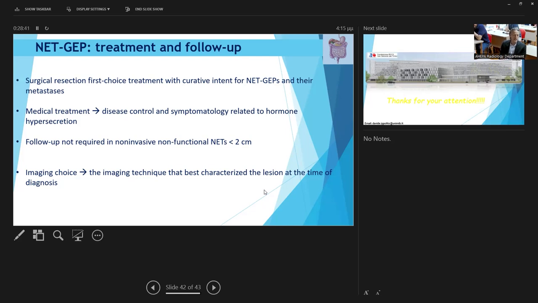The follow-up is not required in those cases of non-functional neuroendocrine tumor with a diameter of less than 2 centimeters, while the follow-up is mandatory in those patients with functional neuroendocrine tumor. And we suggest to use the same technique that we use to make the correct diagnosis during the first step.